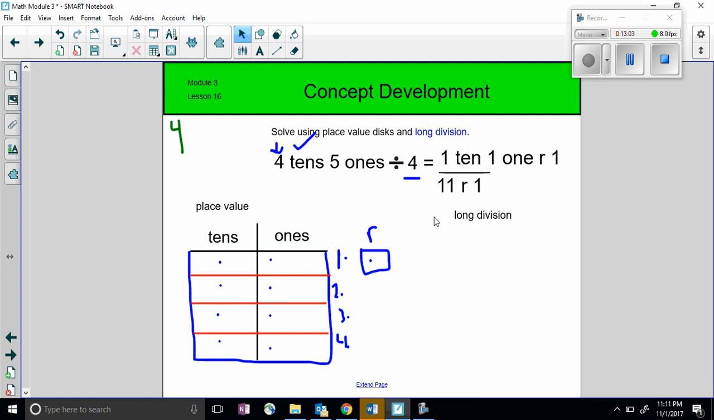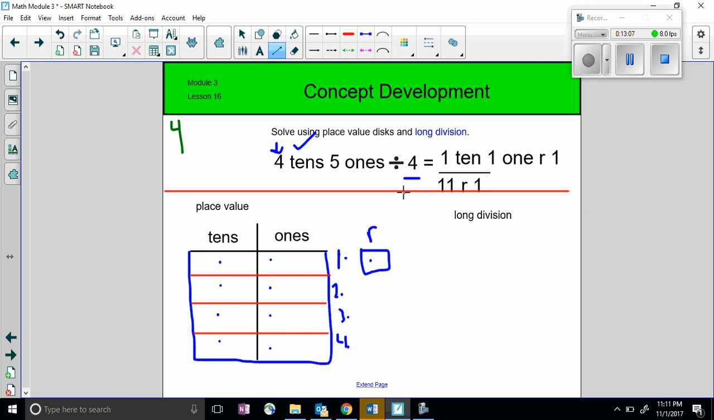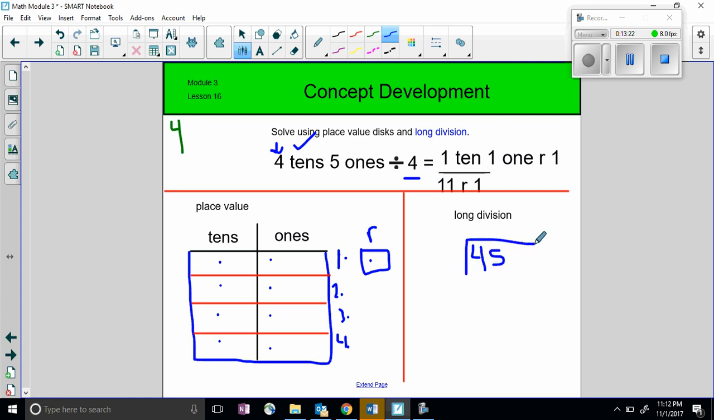Alright, long division time. Alright, big number. 4 tens, 5 ones. What could that equal? What could that equal? So 4 tens, 5 ones. Aha! Means 45. Perfect. And I'm going to be dividing it by 4.